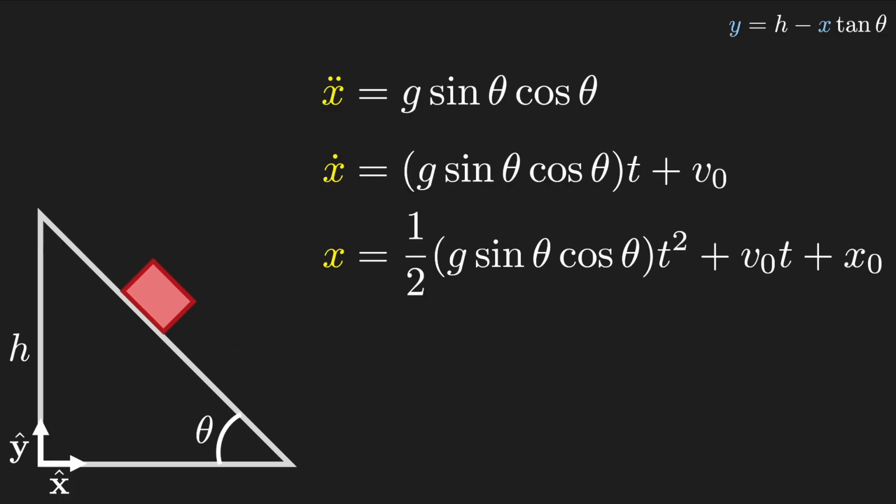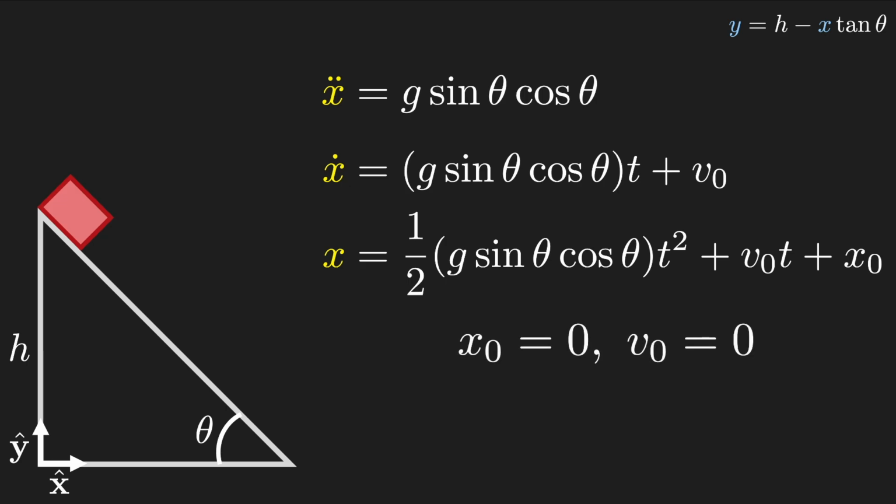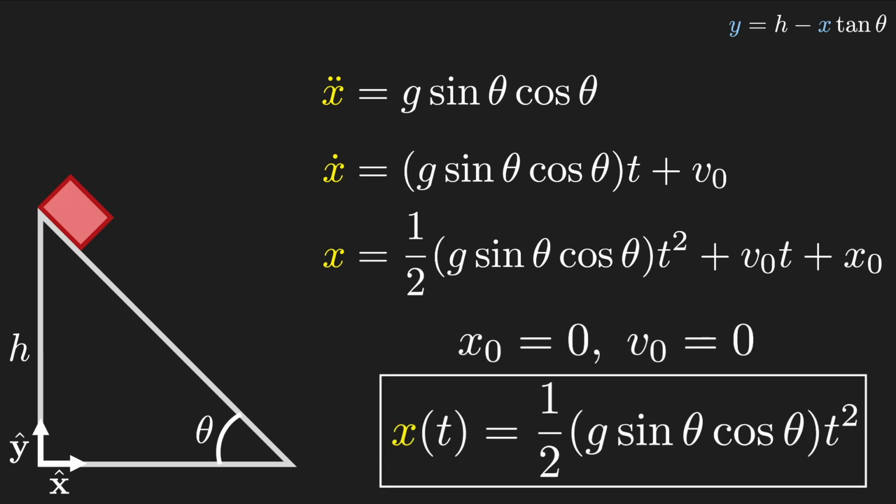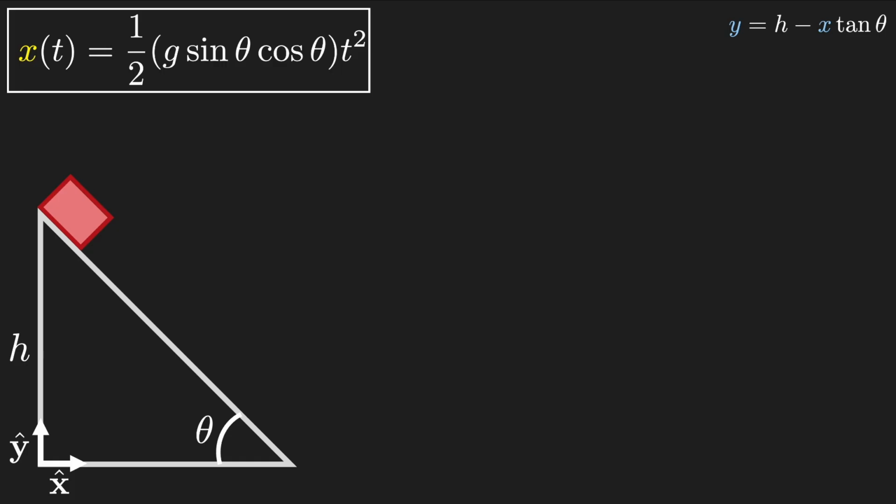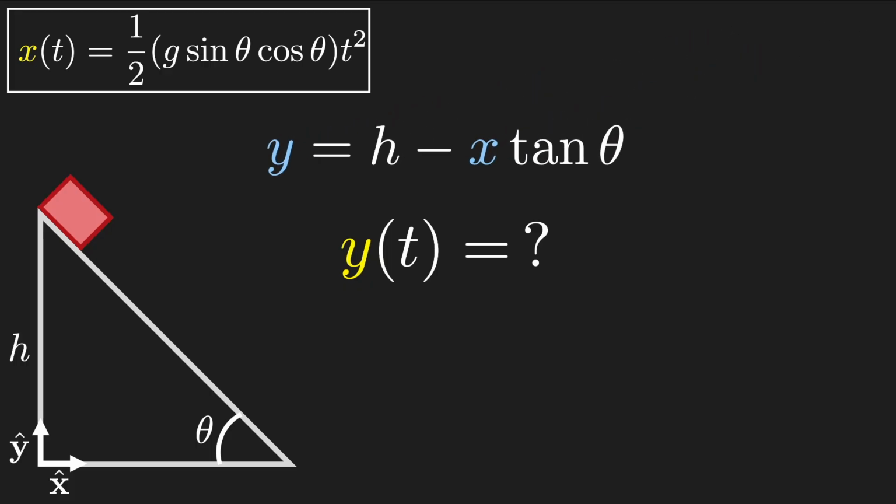Now, in this problem, we have the box at the very top left of the slope, which means that it has an initial position of 0 and an initial velocity of 0 as well. So, substituting these results in, we get our final expression for x of t, which is 1/2 g sine theta cosine theta t squared. Of course, this one function is not enough to fully determine the motion of the box. We also need a y of t function. And so, we will use the relationship that we found earlier, which is that y equals h minus x tan theta. We now know what x is, so we can simply plug it in.